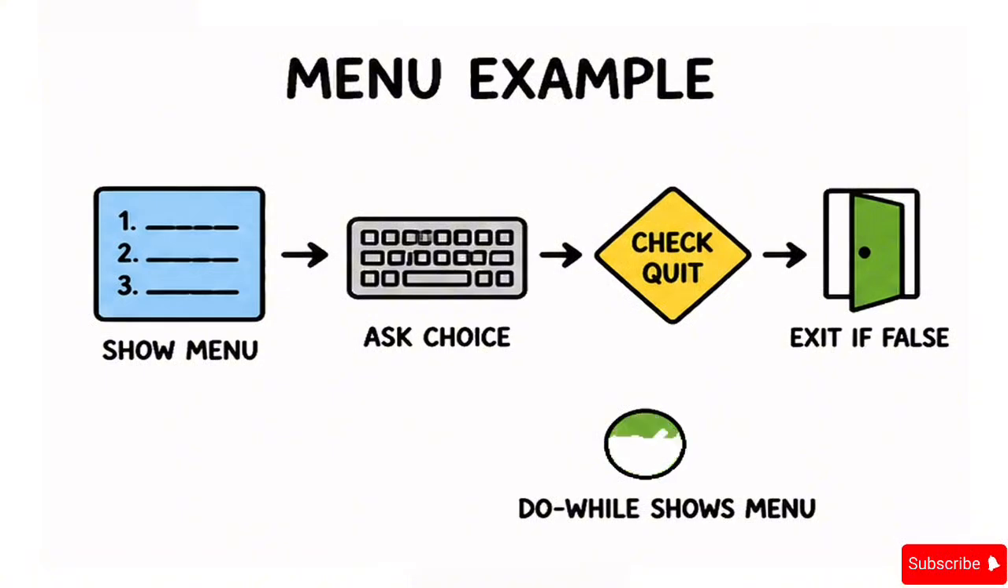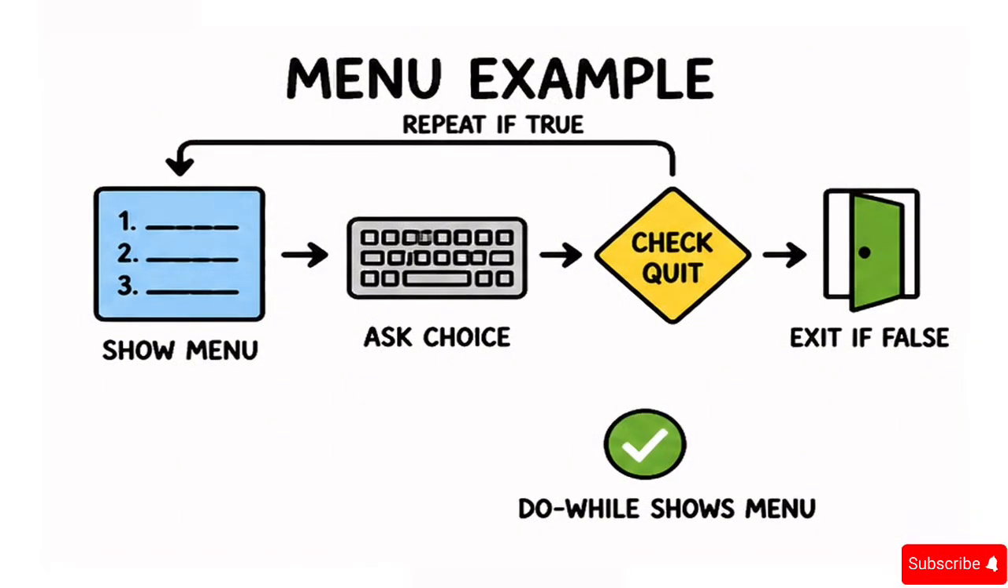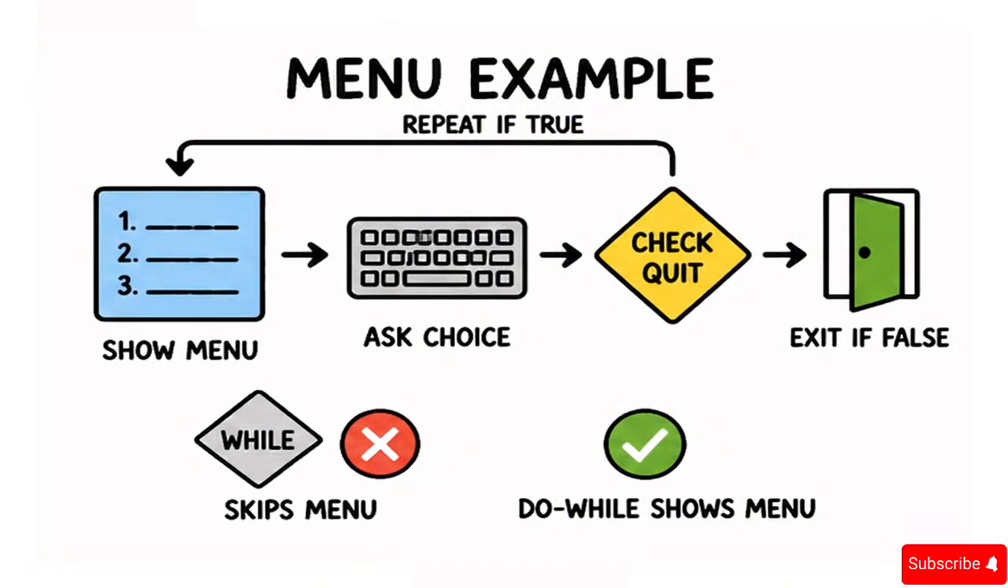A real example: show a menu, ask for a choice, then check if the user wants to quit. With do-while, the menu appears first. Then the condition decides whether to show it again. Compare this to while, which would skip the menu if the flag started wrong.